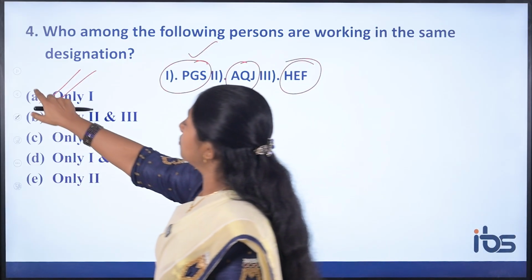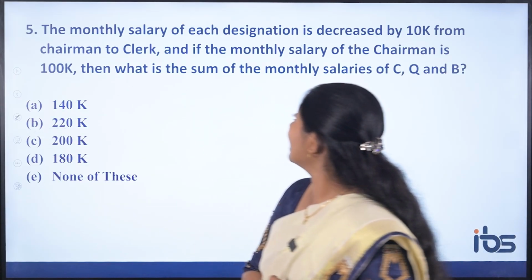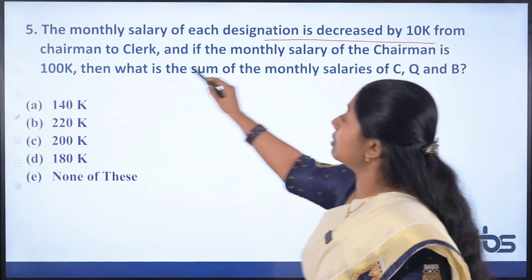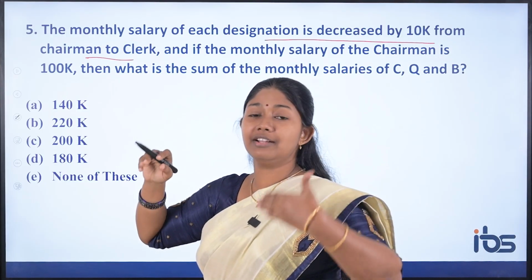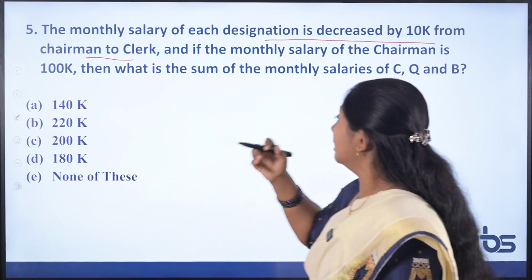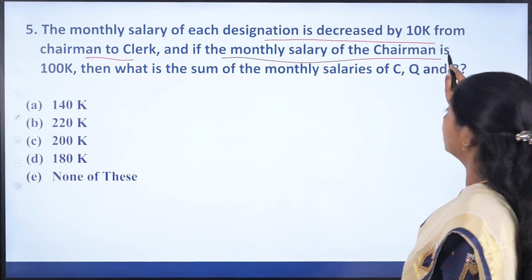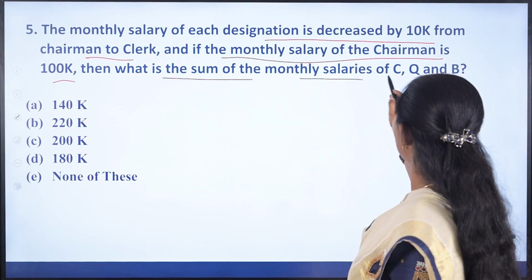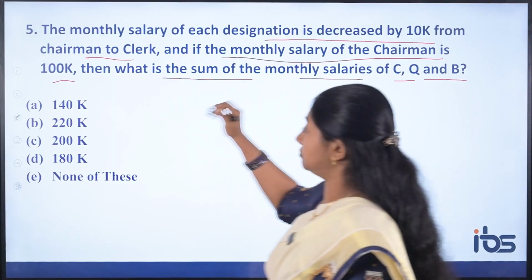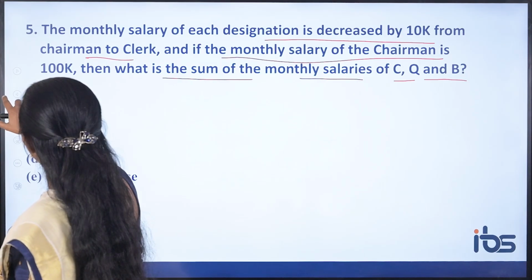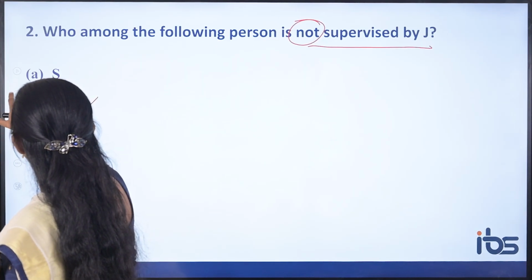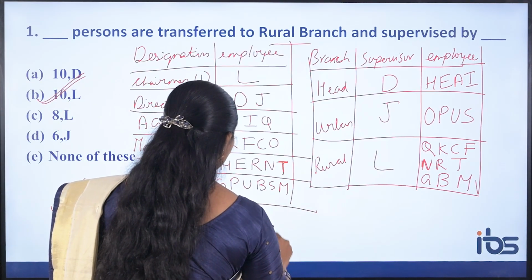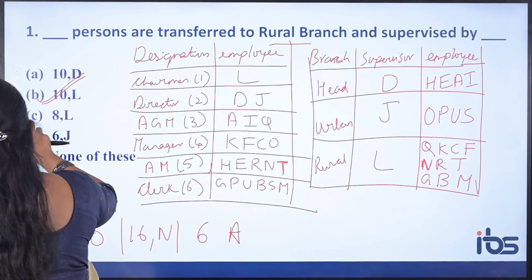So moving on to the last one. The monthly salary of each designation is decreased by 10K starting from chairman to clerk. If the monthly salary of the chairman is 100K, then what is the sum of the monthly salaries of C, Q and B?